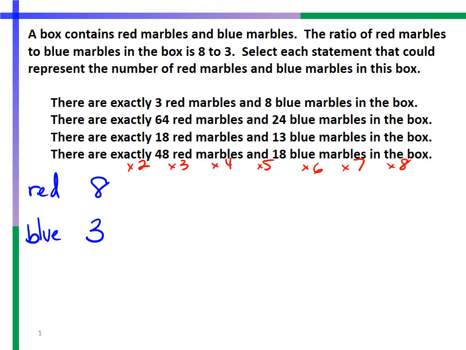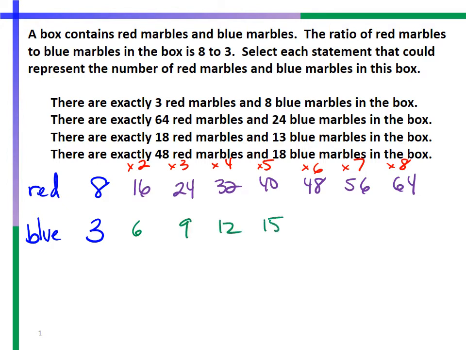So I can do 8 times 2 is 16, 8 times 3 is 24. So you can see I'm counting by 8s. 32, 40, 48, 56, and 64. So I did that just for red. For my blue marbles, I'm counting by 3s. So 3, 6, 9, 12, 15, 18, 21, and 24.